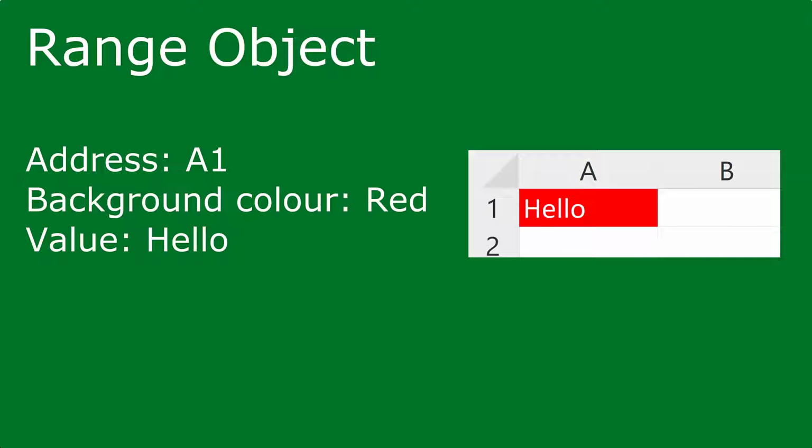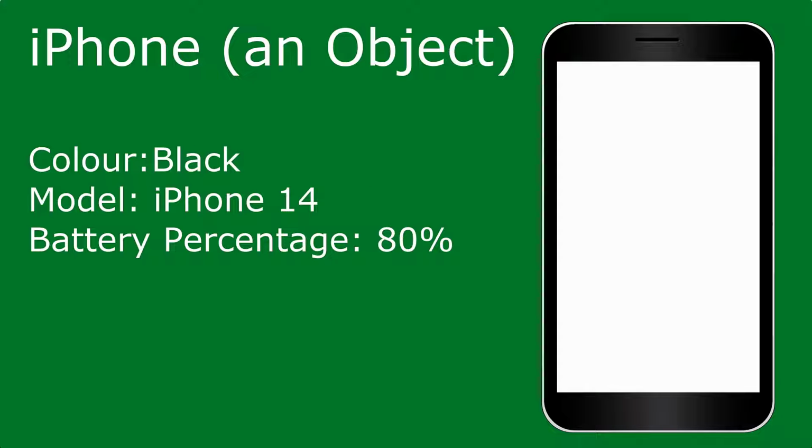It has a value property, and that represents the contents of the cell. Let me give you an analogy. An iPhone has a colour property with a value of, say, black. It has a model property with a value of, say, 14. And it has a battery percentage property with a value of, say, 80%.